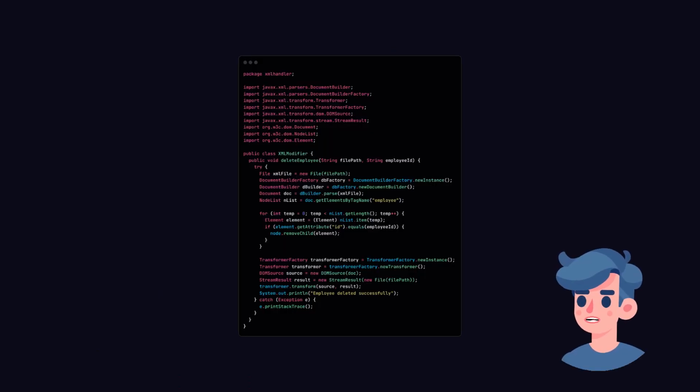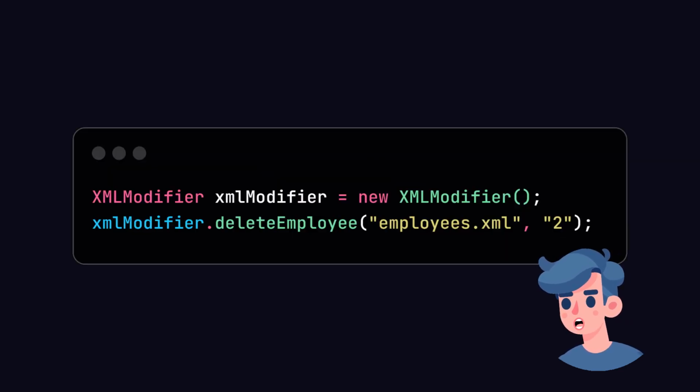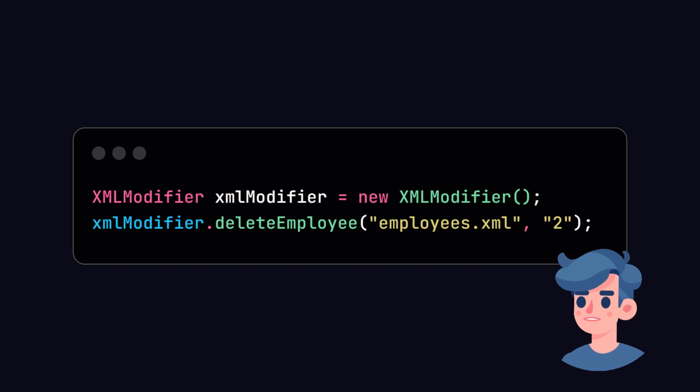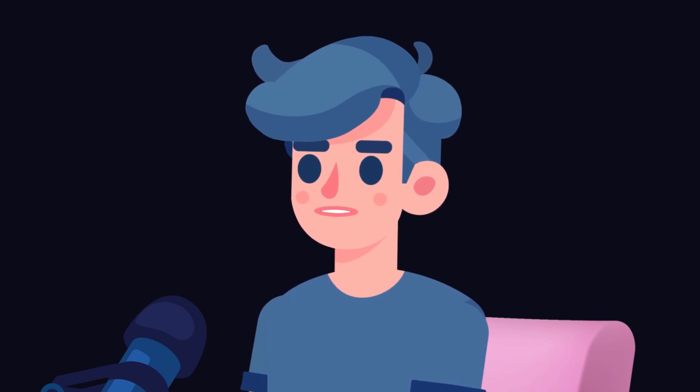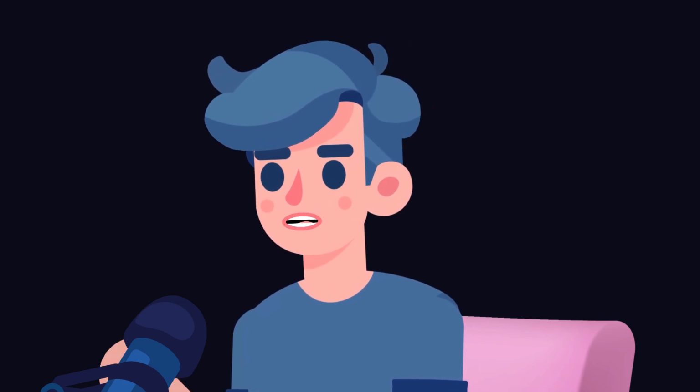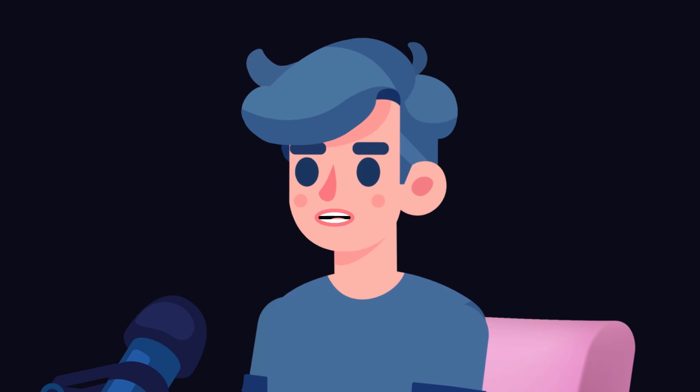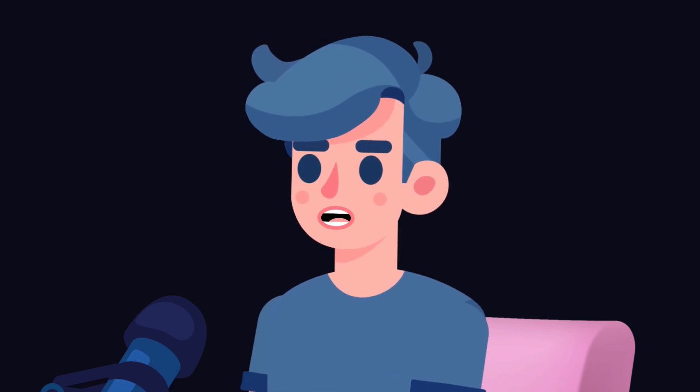Isn't that awesome? Now, let's also implement a method to delete an employee record from our XML. We will call this method deleteEmployee. The deleteEmployee method locates the employee by their ID and removes them from the document. Then we write the modified document back to the same file. Let's see how we can test this out in our main method. After executing this code, if you check the employees.xml file again, you will find that the employee with ID 2 has been successfully deleted.